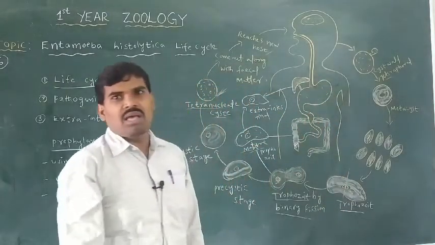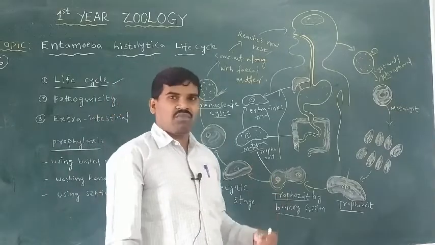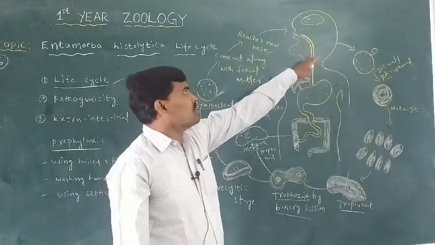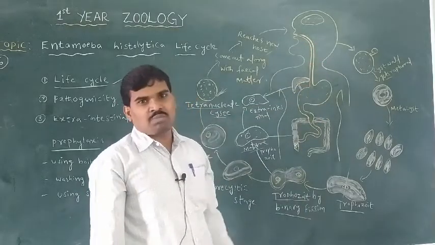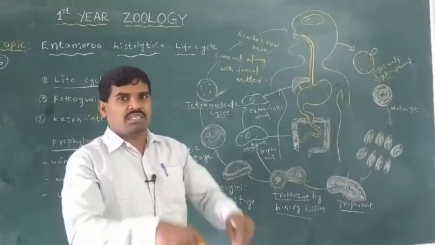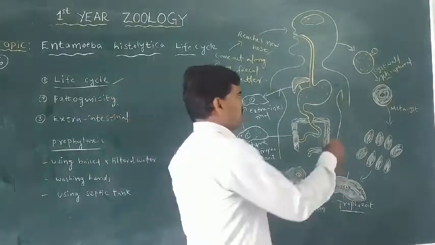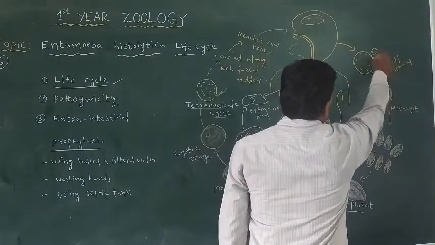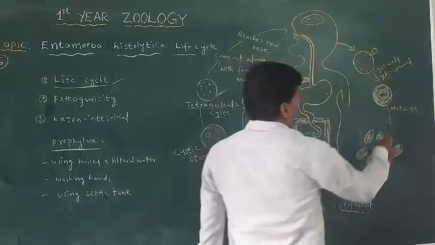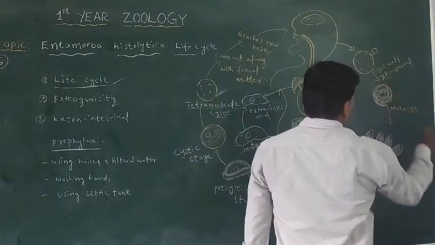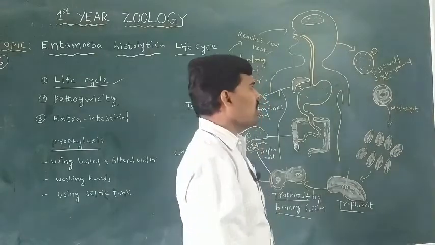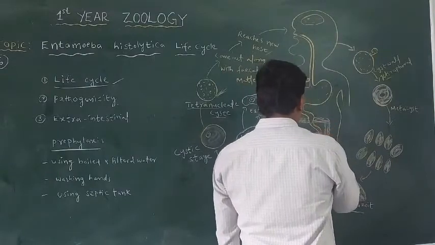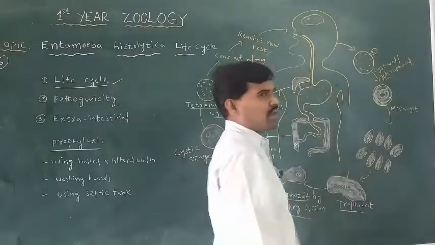Whenever human beings consume contaminated food and contaminated drinking water, it reaches the mouth, esophagus, stomach, and finally the small intestines. The small intestine releases the trypsin enzymes. The trypsin enzymes rupture the cyst wall and release the metacyst, the tetranucleate stage or metacystic amoebas, inside the small intestines, and next they reach the large intestine.